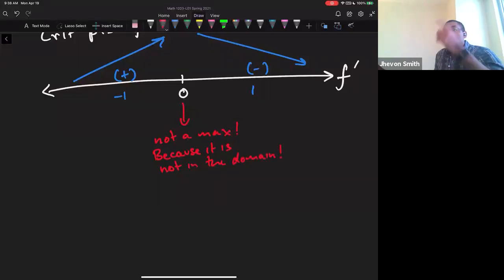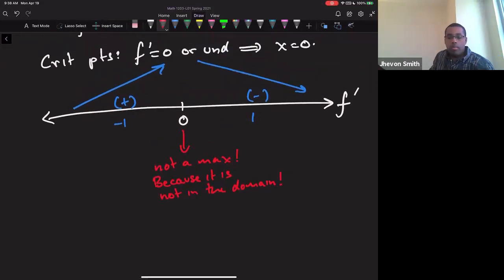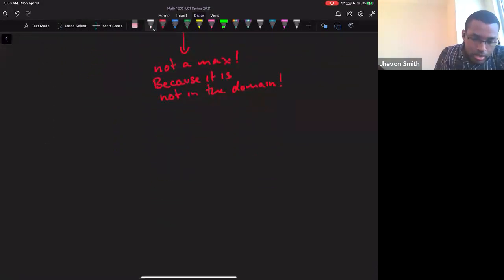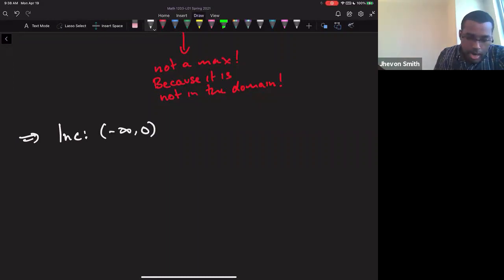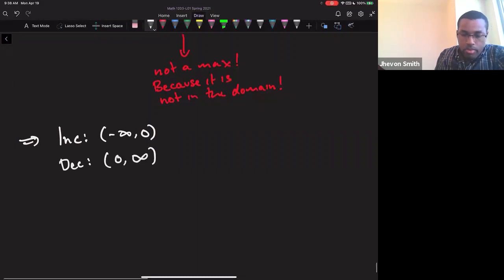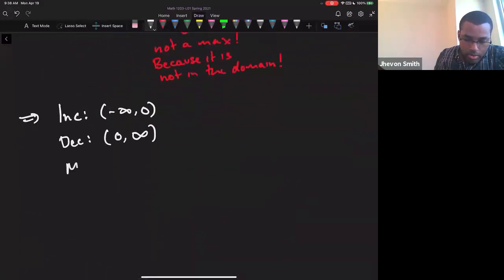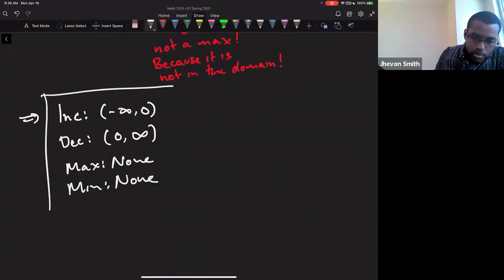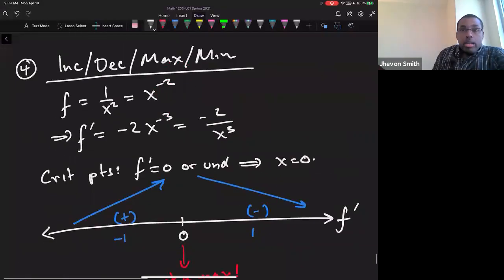Remember the first derivative test, go back, review it, I wrote it out. It only is a max if your function is continuous at the point and you're increasing on the left and decreasing on the right. You have to be continuous at the point for that to work. Zero, while it almost looks like a max, it's not, because it's not even a point at all on the function. So we can say it's increasing on negative infinity to zero, and it's decreasing on zero to infinity, right? And as for max, there are none. As for min, there are none. So that is something we can get from step four.